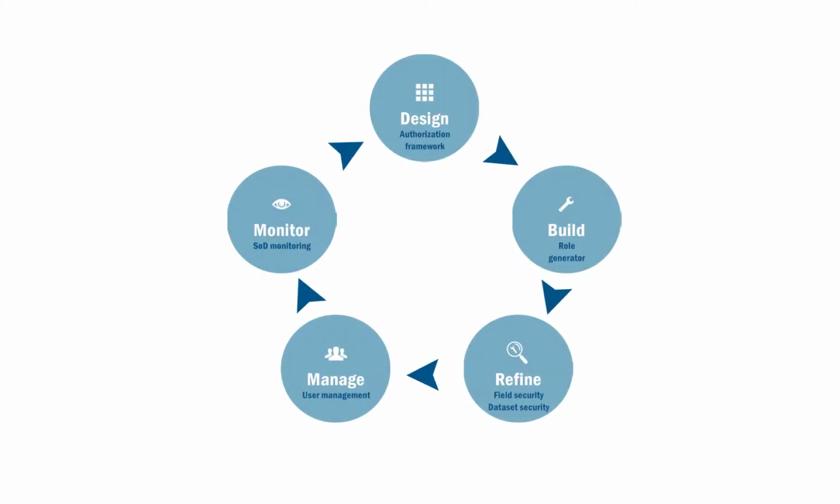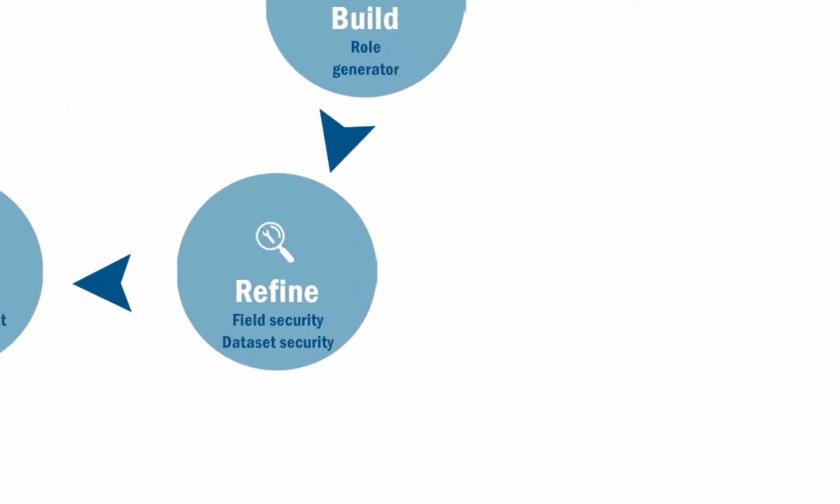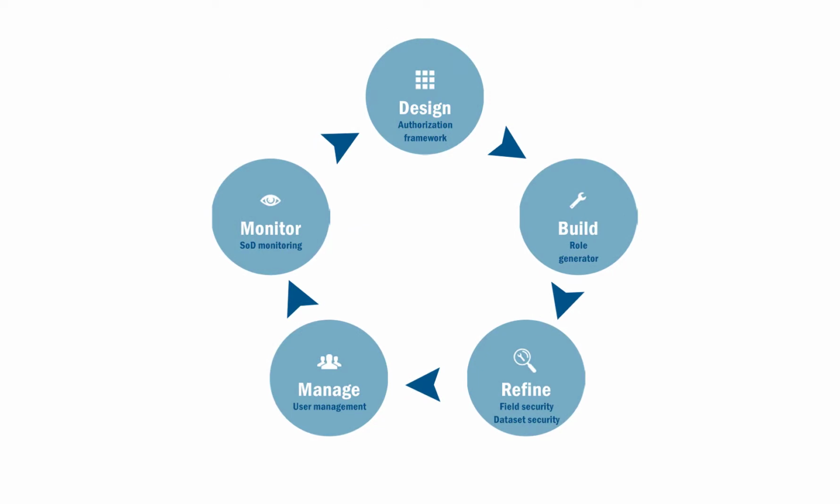This module is part of our software range to support the complete cycle of authorization management from design to quality control. In this video, we will show you the refine step in the cycle. Using the add-on field security, you can not only define your authorizations at table level, but you can refine them to specific fields or subsets of your data. This will improve the quality of authorizations and internal control.